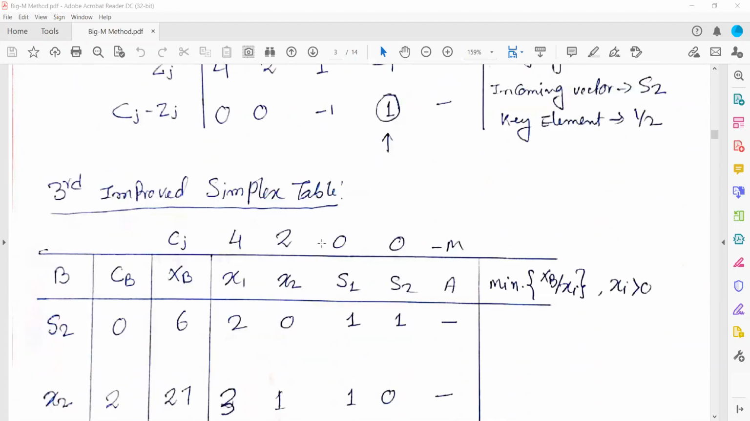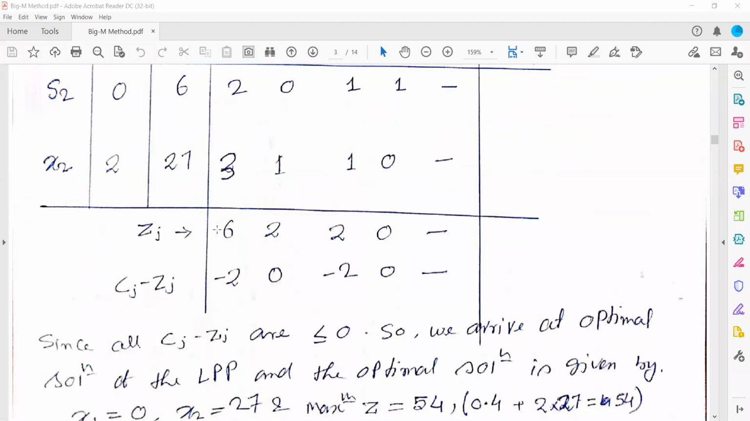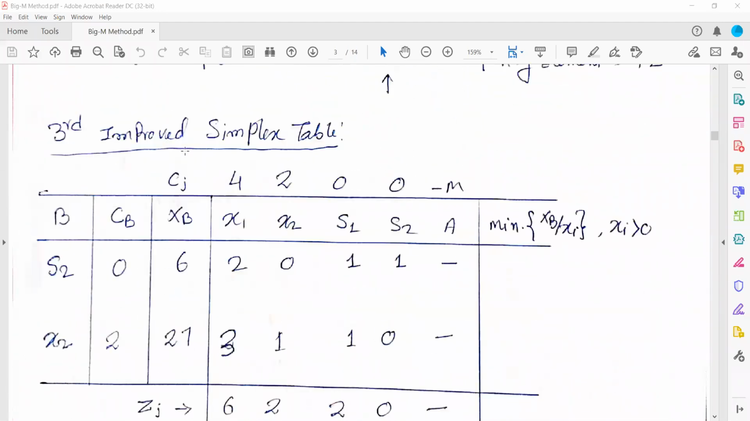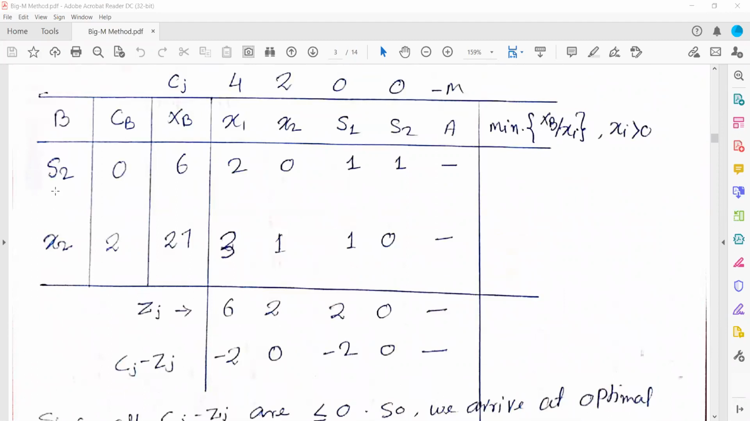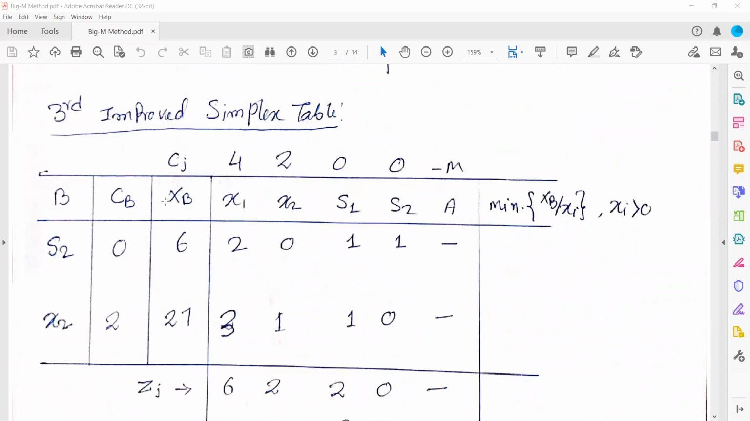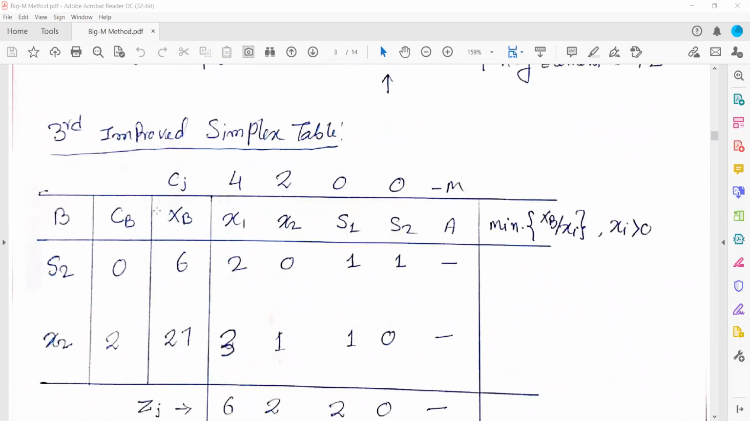So then you check the elements of Cj minus Zj. In the third improved simplex table, we have got all the values of Cj minus Zj either negative or equal to 0. That means we have attained our optimal solution. And the optimal solution is: what is the variable? X2. X2 is 27. There is no X1. So in your problem, in the objective function, the variables X1 and X2 are there. From this simplex table you got the value of X2, that is 27.